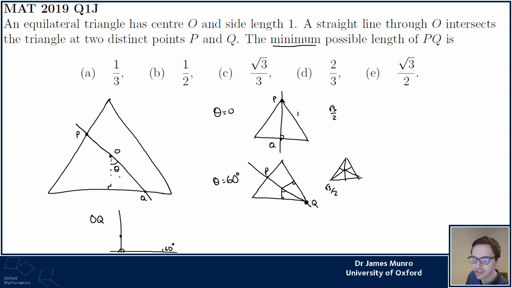As you increase theta, it gets larger, like this. After 60 degrees, something different happens. But after 60 degrees, I think this picture repeats again, right? Because it's gone through a point of the triangle. This is sort of the same picture, but rotated around a bit.